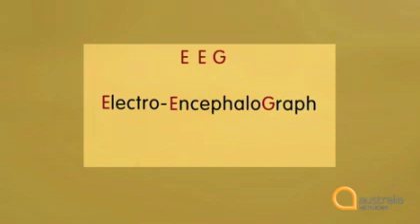He says an EEG. That's an abbreviation. We don't pronounce it as a word, we say E-E-G. EEG stands for electroencephalograph. That's a type of brain scan, but you can see why we shorten it to EEG.